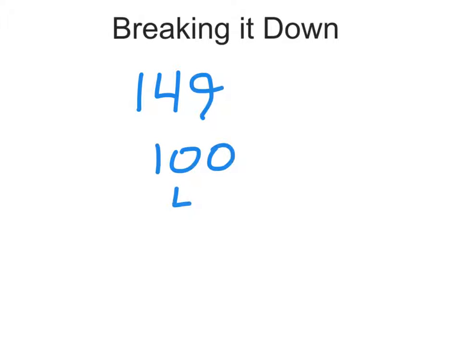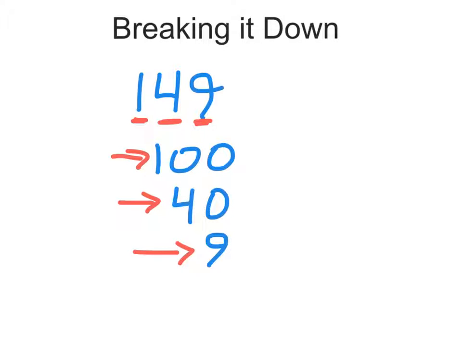Another example would be 149. It can be broken down as 100, 40, and 9. Remember, we're breaking down each individual digit. So the 1 is in the hundreds place, the 4 is in the tens, so it shows 40, and the 9 is in the ones, and it represents 9.